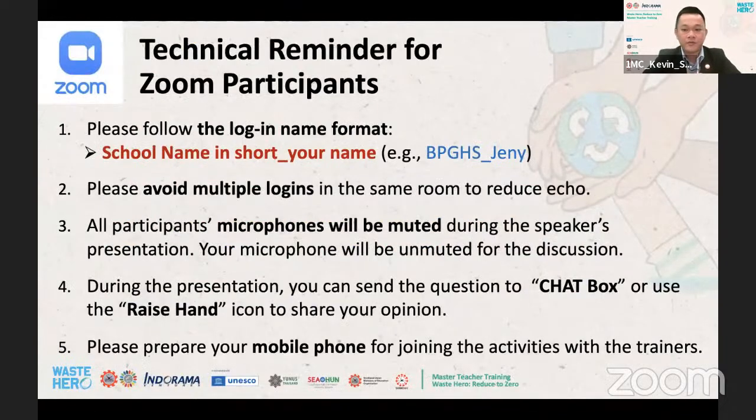First of all, I would like to inform you about the technical instructions. For the participants in Zoom, please follow the login name format. You can rename your account, beginning with your school name in short, followed by your name. And please avoid multiple logins in the same room to reduce echo. Participants' microphones will be unmuted during the speaker's presentation, and will be unmuted again for the discussion. During the presentation, you can send questions to the chat box or use the raise hand icon to share your opinion. And please prepare your mobile phone for joining the activities with our trainers.